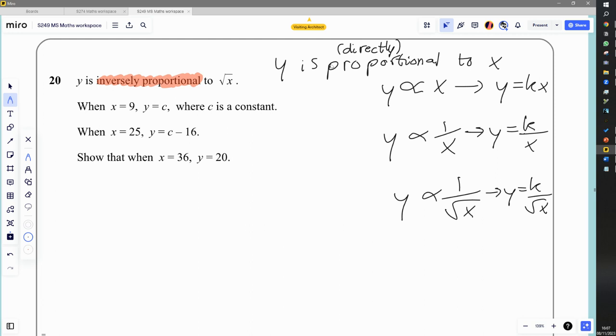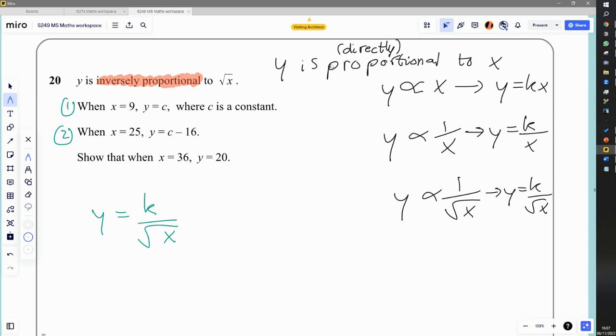So our question means that we can rewrite it as y is equal to k over the square root of x. And that means that for situation 1, this is true, and for situation 2, this is true. So, we have some values for y and x, although they've tried to trick us or make it a bit tricky by putting a c there. But my suspicion is that as we work this out, the c will go away somehow.